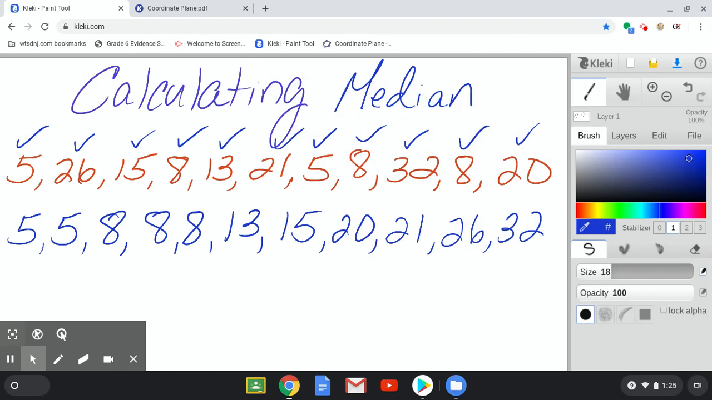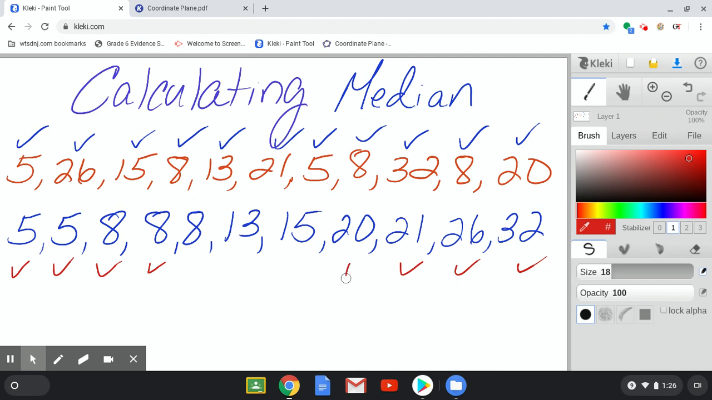So now I'm going to look to see which number is left in the middle. I know I'm going to have one number left because I have 11 numbers, right? So you know in class, this is how I always did this. 1, 1, 2, 2, 3, 3, 4, 4, 5, 5, and the number that's left in the middle is 13. So my median for this data set is 13.